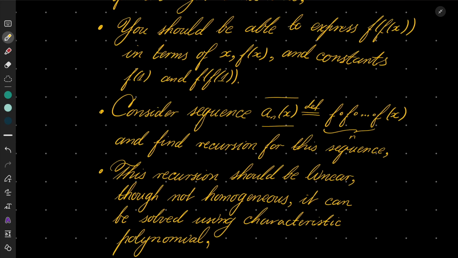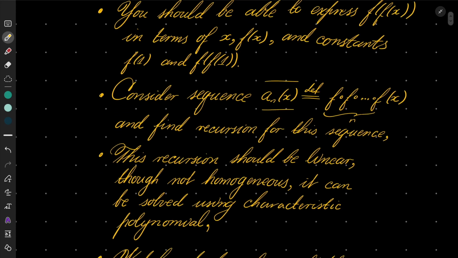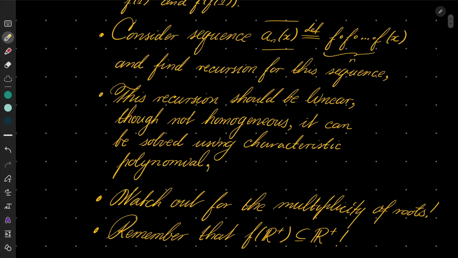This recursion will be linear, but not homogeneous. And here comes the complicated part. You need to be able to solve this linear, non-homogeneous recurrence. The fastest way is by characteristic polynomial. If you don't know what I'm talking about, either look it up on Wikipedia or Google or something. If you type into Google something like solving linear recursions by characteristic polynomial, you will get the overview of this method. Or stick with me and I will also cover it briefly.